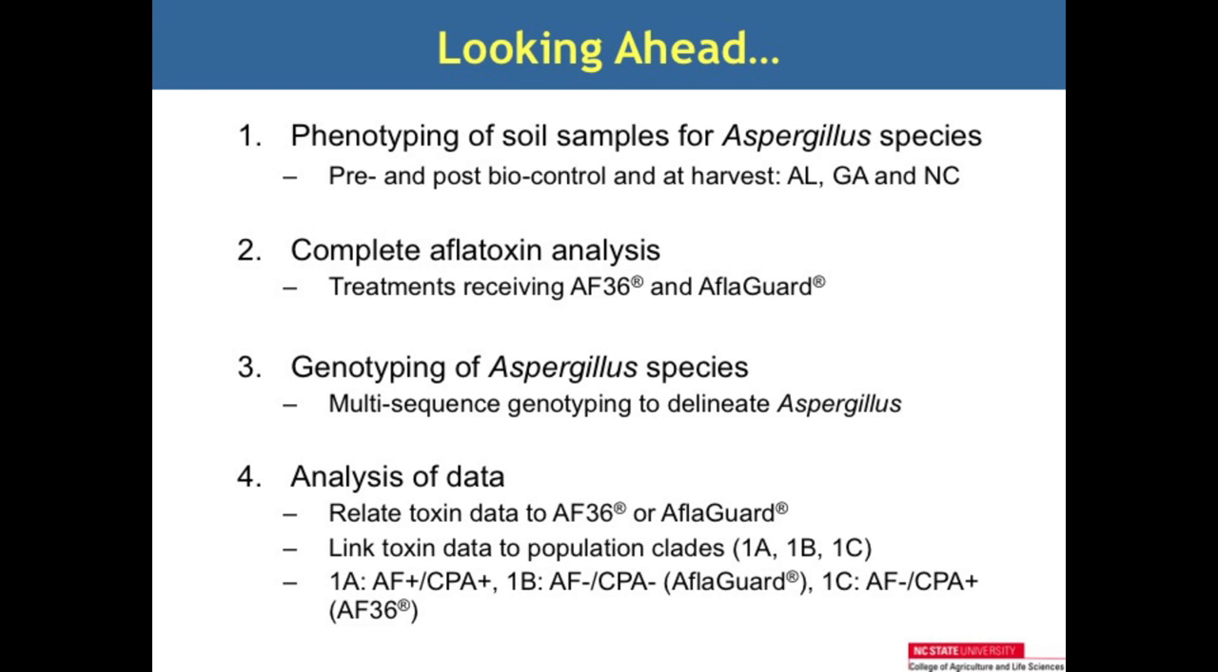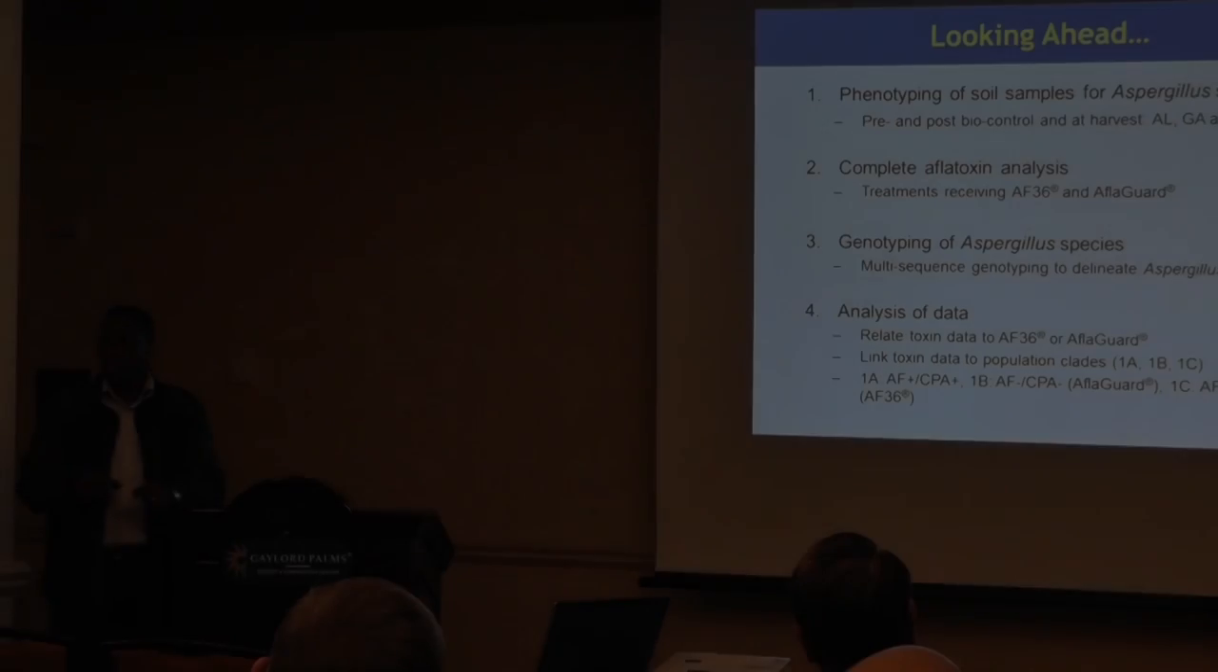The A1 clade is primarily those individuals that produce both CPA and aflatoxin. And the AB clade is the one that doesn't produce aflatoxin, but produces CPA. They don't also produce CPA. And that's where aflatoxin lies. And the AC clade is those individuals that don't produce aflatoxin, but produce CPA. And that's where F6 lies.